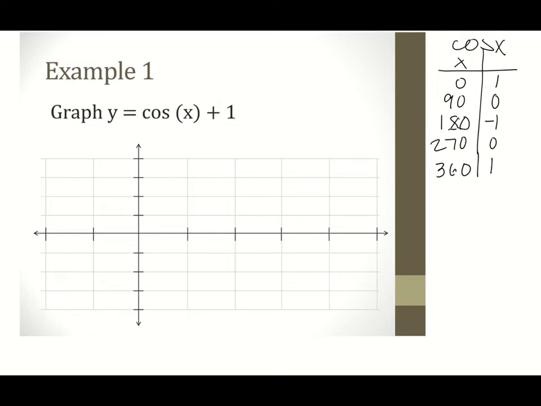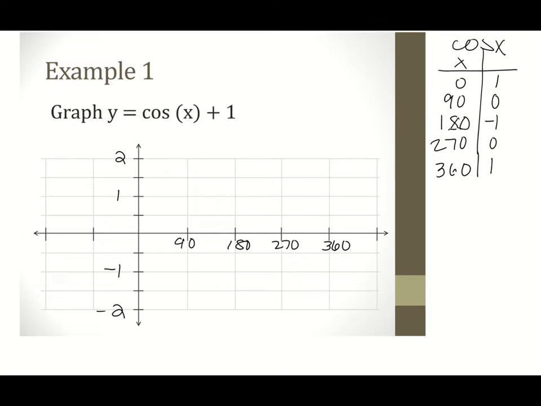So if we have 1, let's label our graph first. So say we have 1 here, 2 here, -1 here, 2 here, -2 here. Then we've got 90, 180, 270, and 360. I just like to spread my y-axis out because I find it easier to sketch through. As long as we have it labeled accurately, we're good to go.